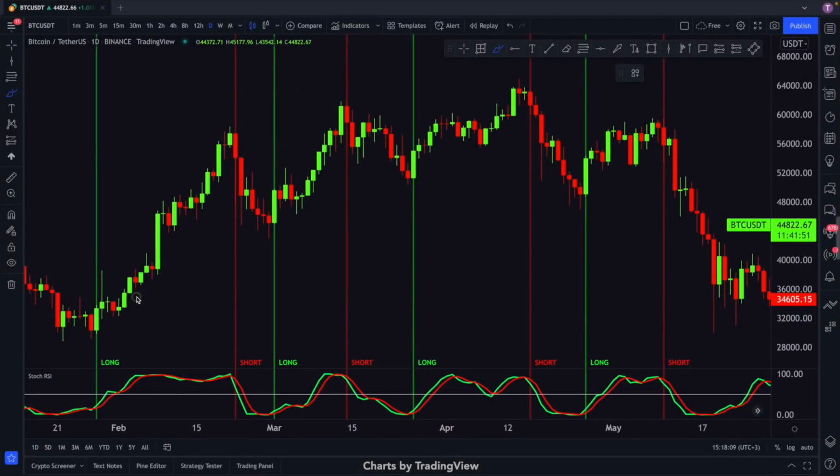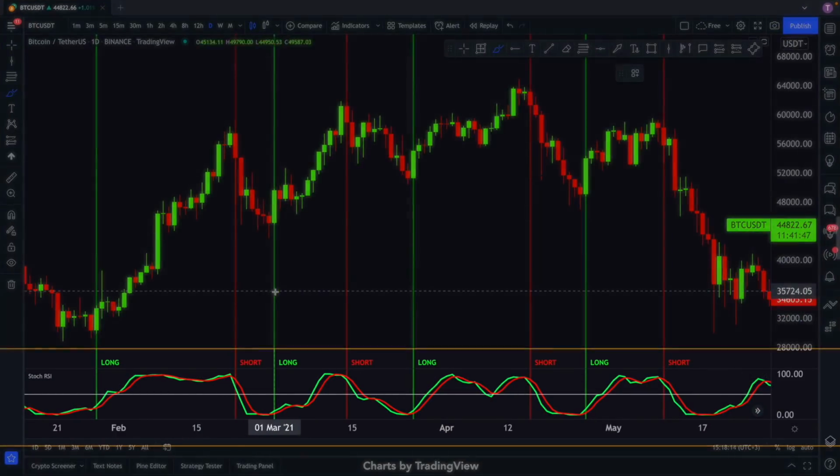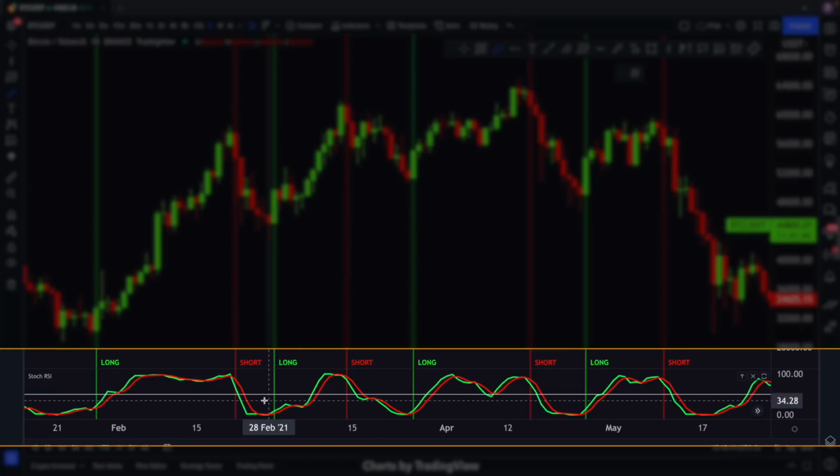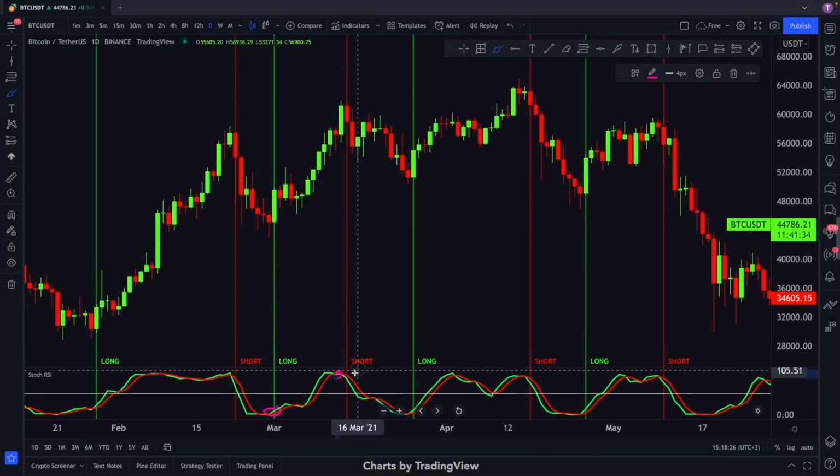So, what I do with this indicator is this. If I am about to open a long position, I look for a crossover under the 50 line. If I open a short position, I look for a crossover above the 50 line.